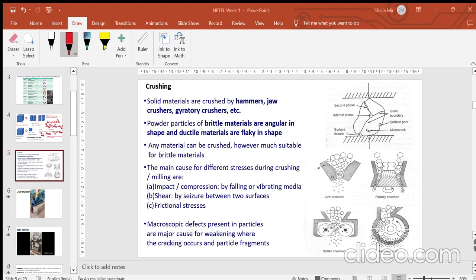Also, it is important to know that in the powder there are inherent defects, and these inherent defects propagate on application of these forces and result in crushing of the powders.